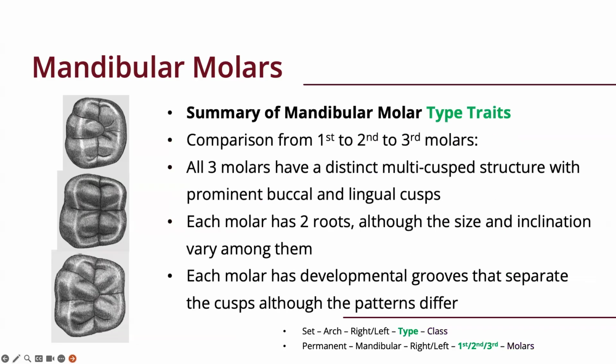This is a summary of mandibular molar type traits, comparing from first to second to third molars. All molars have a distinct multi-cusp structure with prominent buccal and lingual cusps. Each molar has 2 roots, although the size and inclination vary among them. Each molar has developmental grooves that separate the cusps, although the patterns will differ.